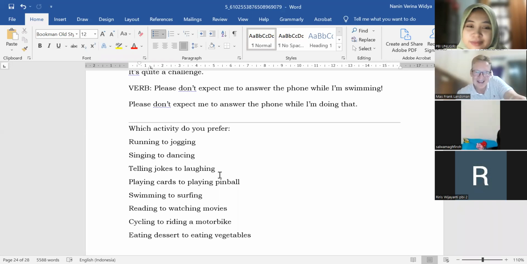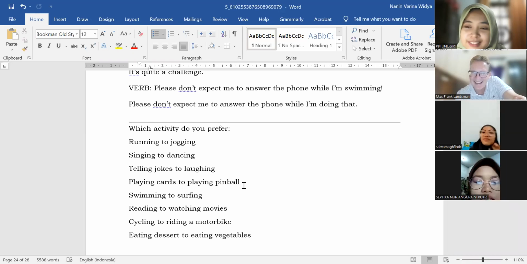Okay. Playing cards to playing pinball. Maybe an English example. Main kartu atau main pinball atau billiards. You can use other examples. Who likes playing cards among you? Ada yang main kartu di kampus? Dilarang di Sulawesi. But I think I prefer playing cards. Okay, I prefer playing cards to playing pinball. It's not so popular in Indonesia.